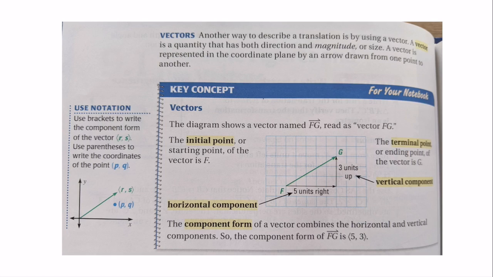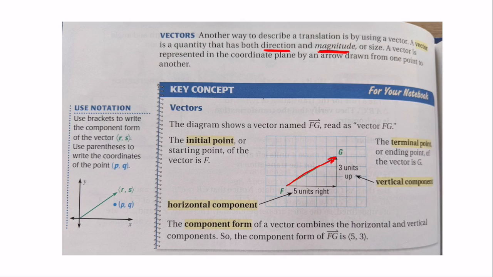So a vector is just a quantity that has both a direction and magnitude. So you need to know a direction and a magnitude. If you don't have both, you don't have a vector. A vector is represented in the coordinate plane by an arrow drawn from one point to another. And if you look at vector FG, you can see that it's just a ray. So a ray is basically a vector.